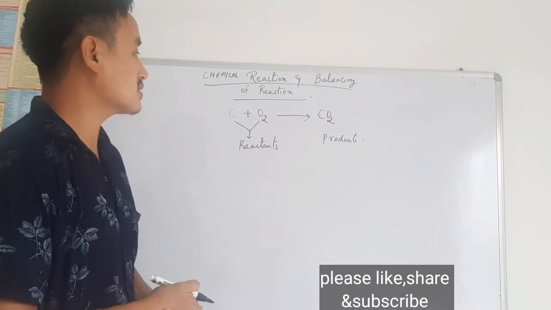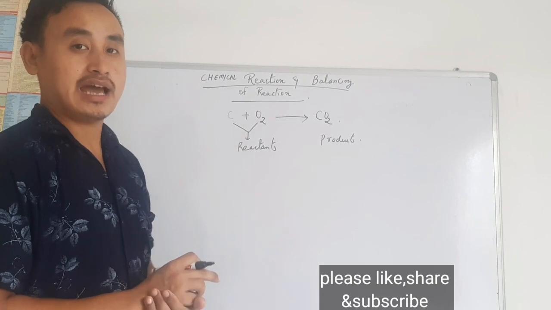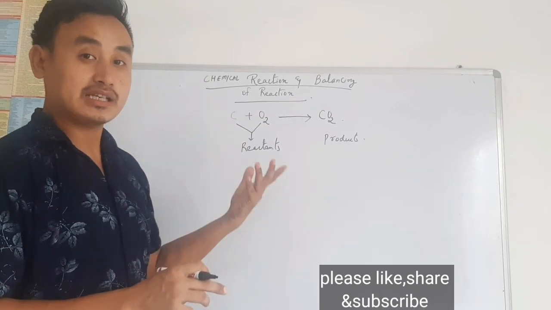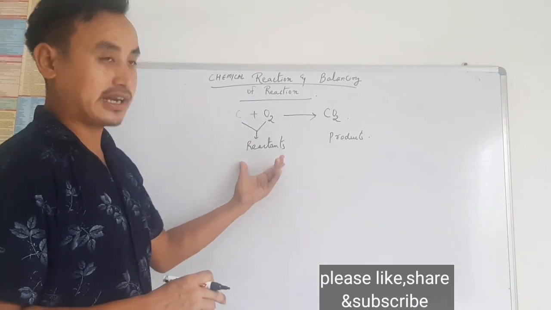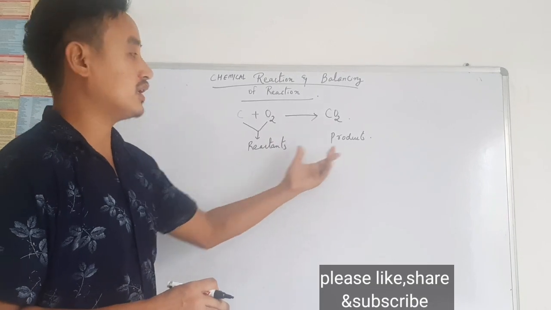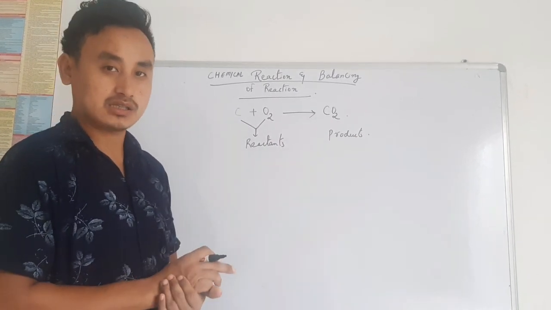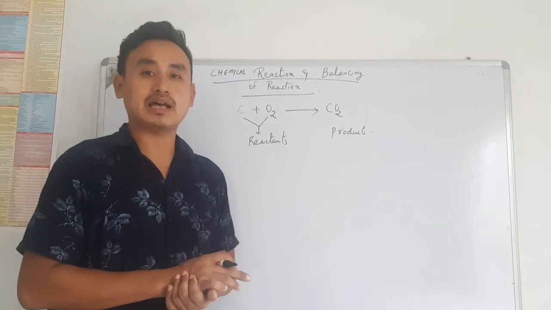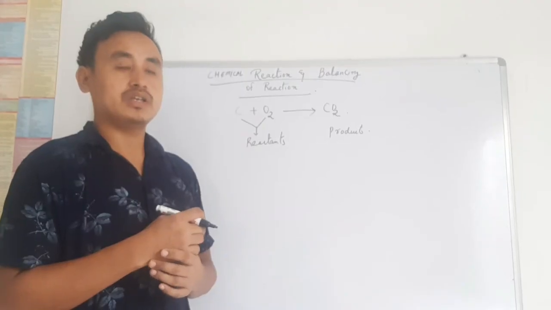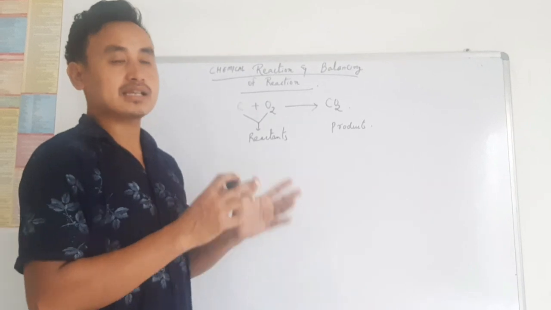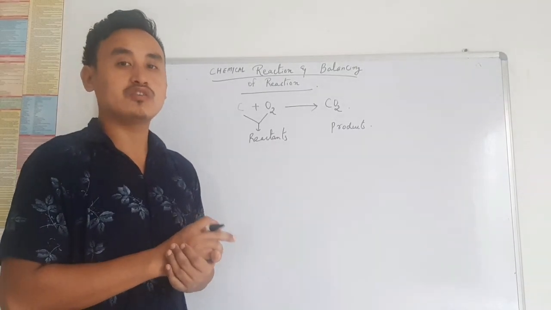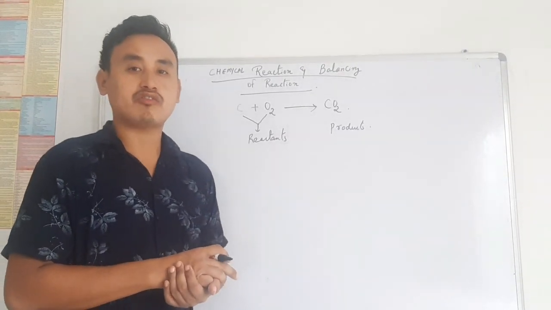Now, what do you mean by balancing? Balancing means the number of atoms of the reacting species in the reactants should be equal to the number of the reacting species in the products. Why do we need to balance the chemical reaction? We need to balance it to fulfill the law of conservation of mass.